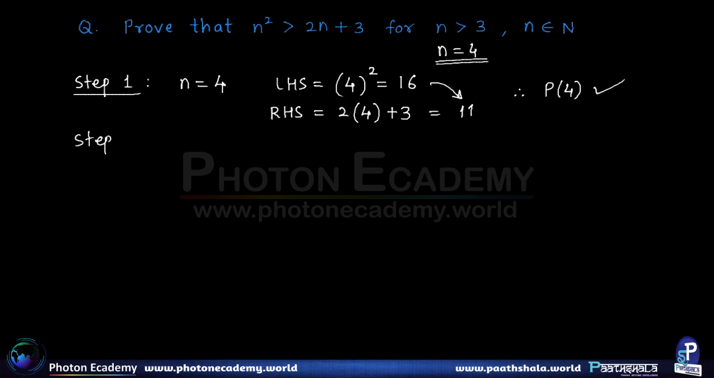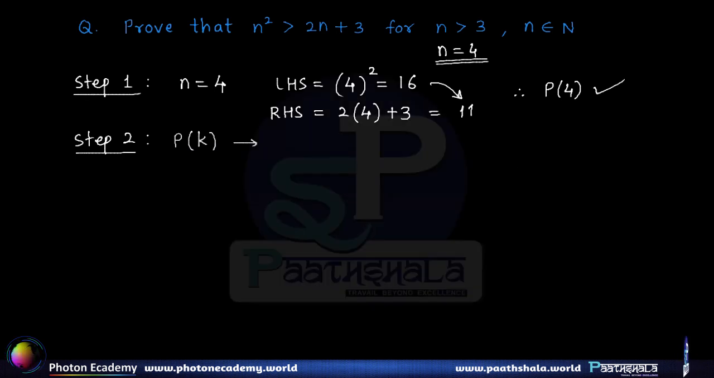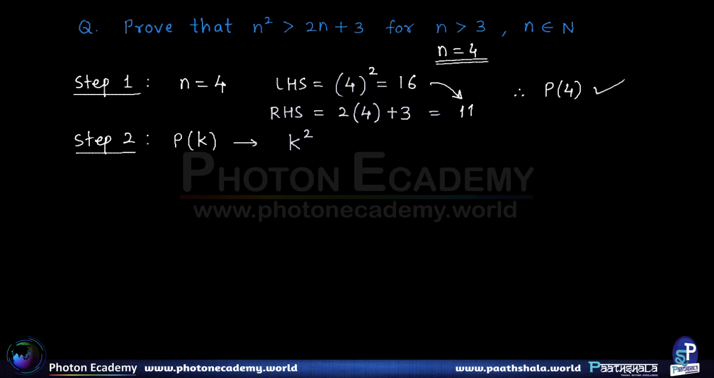Now in case of step 2, we assume the truth of p of k, where, just to recap, k is some arbitrary number which is greater than 3 but which is less than n. So it's like some arbitrary number in between, but of course it has to be a natural number only. So if we assume for the time being that p of k is true, that means what we have assumed essentially is k square is greater than 2k plus 3, correct? So this is our assumption.